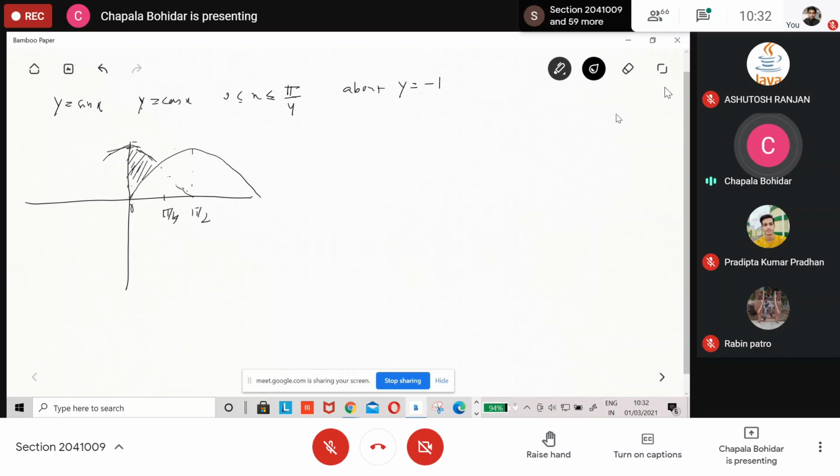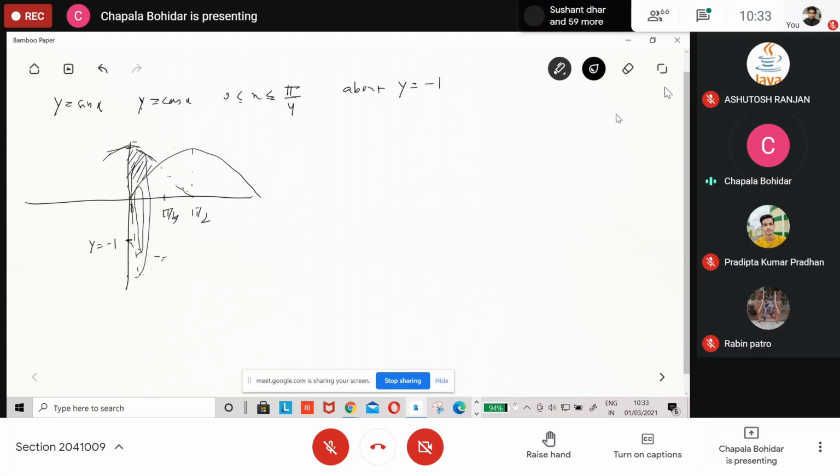So it is rotated about y is equal to minus 1. Okay. So this distance and this distance are the same. Now we'll get a mirror image of this portion here, like this. Now if we take the cross section, the circle here, the outer circle is this one, and the inner circle is this one.